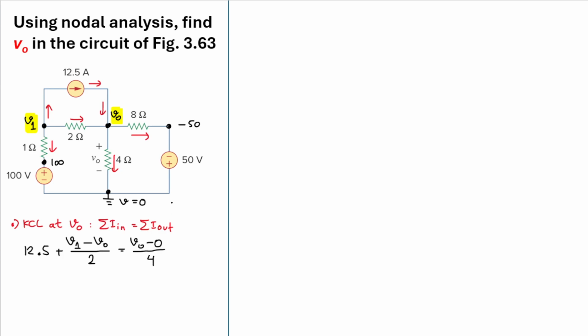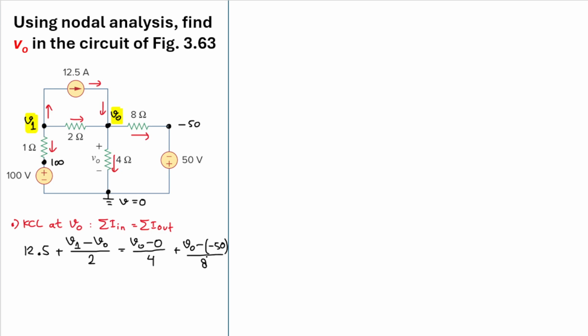Good. And then this current is going out, so I will have a plus sign here. The current comes from V0 and goes to minus 50. We have to be careful here because this is minus and then minus again, so I'll write it like this and divide by the resistance between them, which is 8.